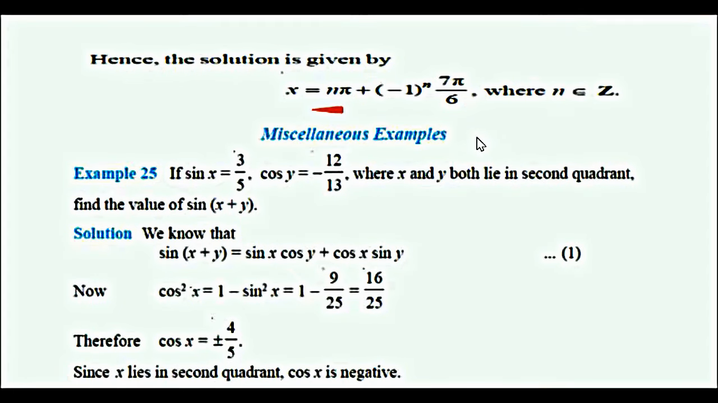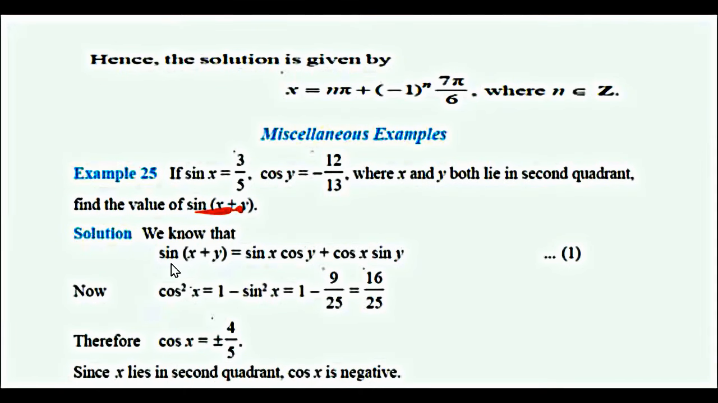Let us come to the miscellaneous examples. These miscellaneous examples are going to give you a glimpse of all that we have studied in the various discussions. So sin x is 3 by 5, cos y is equal to minus 12 by 13. Please remember that x and y both lie in the second quadrant. We need to find the value of sin x plus y.